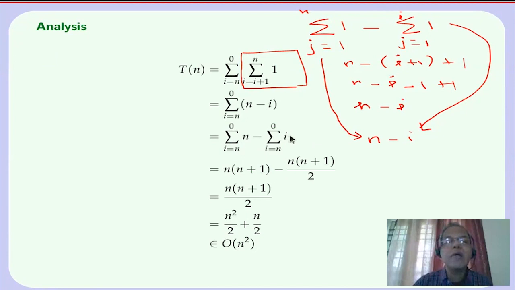Whereas here, this is 0 plus 1 plus 2 plus and so on up to n. Therefore, this is n times n plus 1 by 2. N plus 1 is common. N minus n by 2 is n by 2. Therefore, this is n times n plus 1 by 2. So this is n squared by 2 plus n by 2. We have big O of n squared. In fact, you can even write this as big theta of n squared.